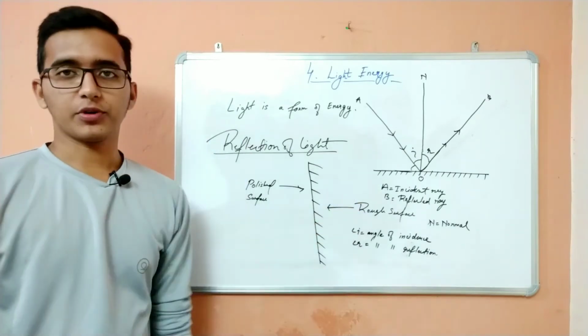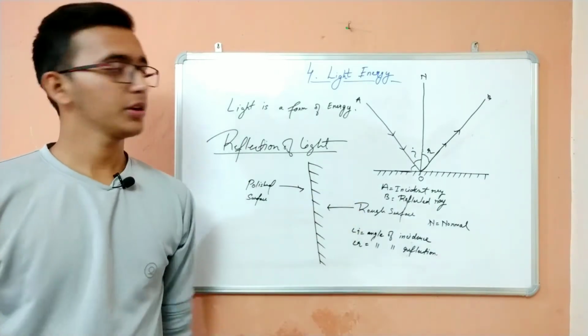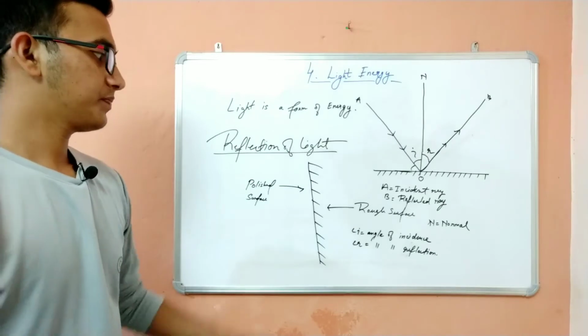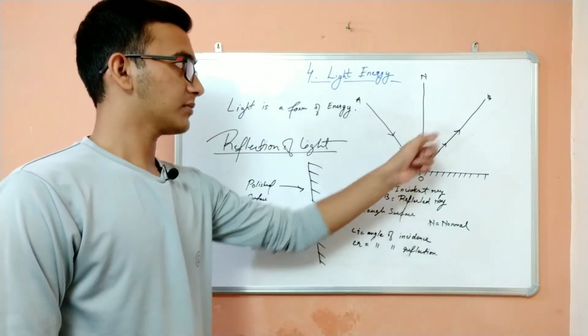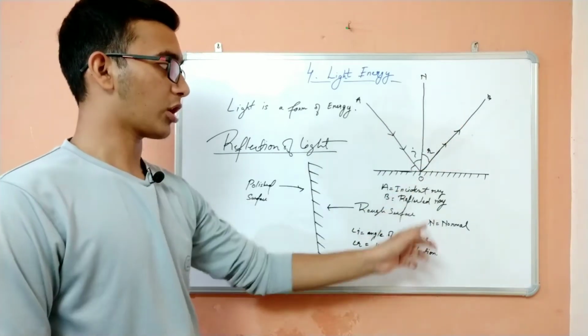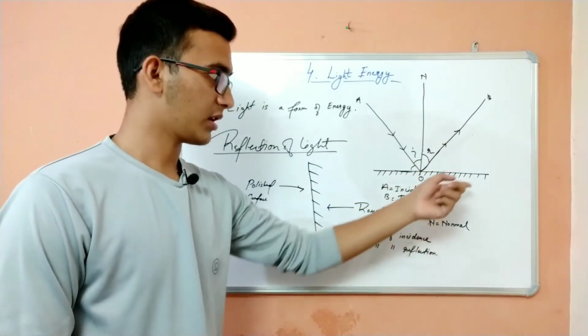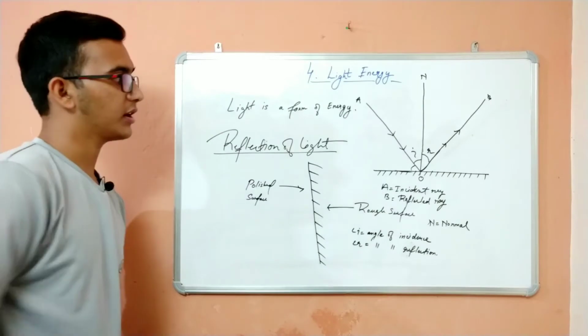Now note down these points. These are very important. So this is angle of reflection, this is angle of incidence, angle of reflection, angle of incidence, normal, polished surface, rough surface. It's given over here.